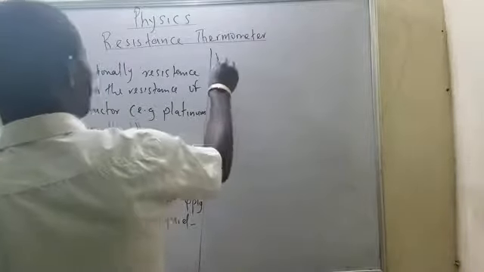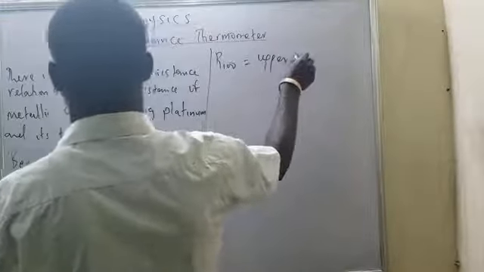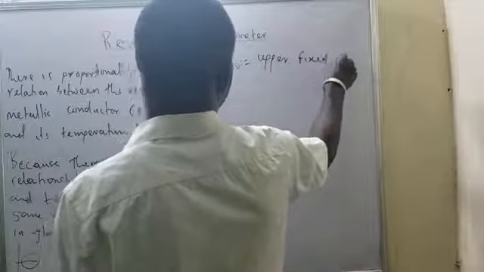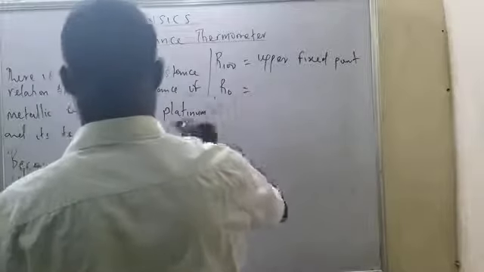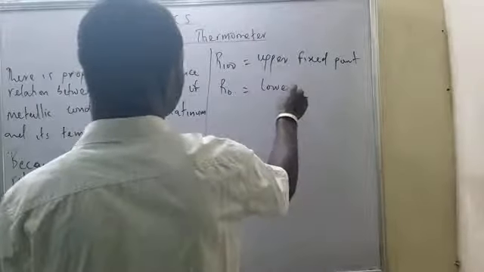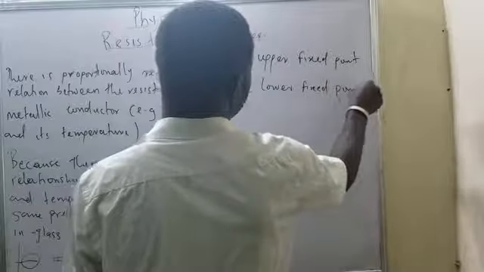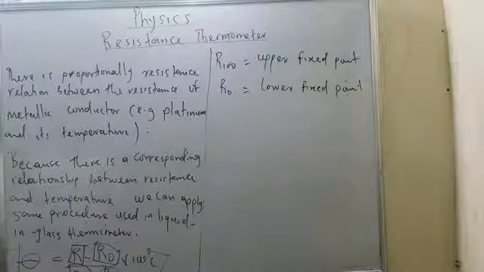Now let me quickly define it. If I have R100, it means the upper fixed point, and if I have R naught, it means my lower fixed point. That is what I'm trying to explain there. Now with this, let me show one or two examples and you'll get it right.